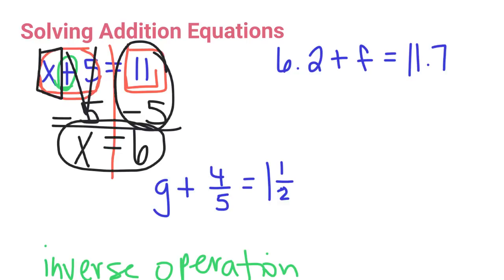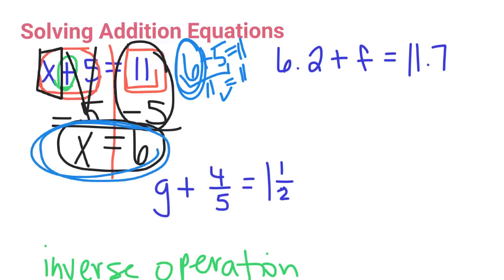How do we check? We would go back and replace x with a 6. So to check, we can do 6 plus 5 equals 11. If we add 6 plus 5 together, we get 11, which is equal to 11. So our answer is 6. In our first example, x would be equal to 6.